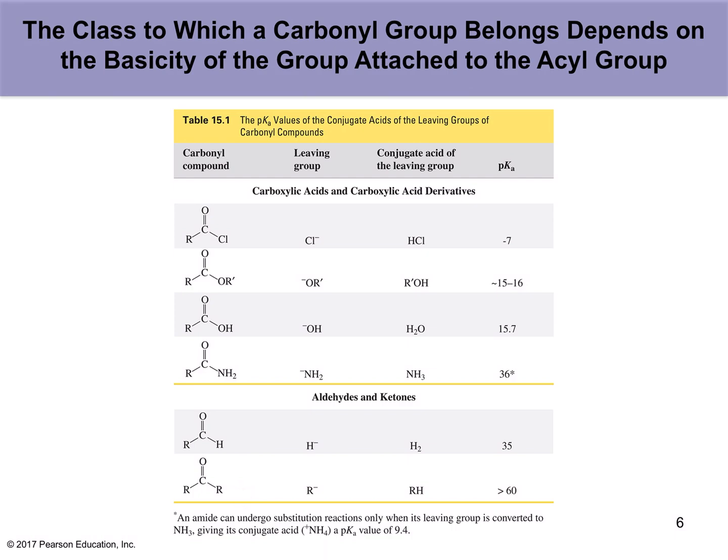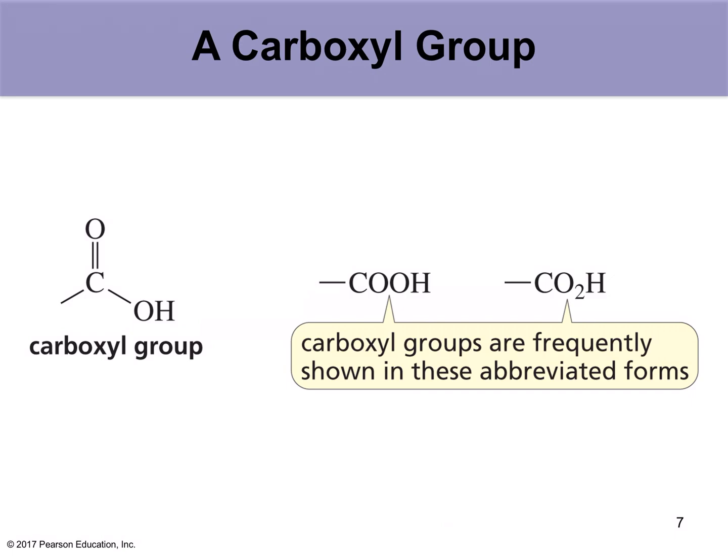Okay. But in this section, we're going to discuss the reactions of carboxylic acids and the carboxylic acid derivatives. And they will mostly undergo substitution reactions because they have an acyl group attached to a group that can be replaced by a nucleophile. So this is a carboxyl group. This is how you write it, and then you can represent it as COOH or CO2H.